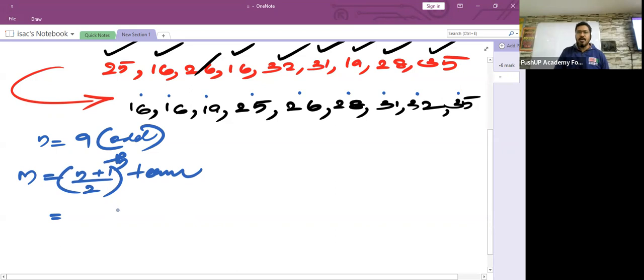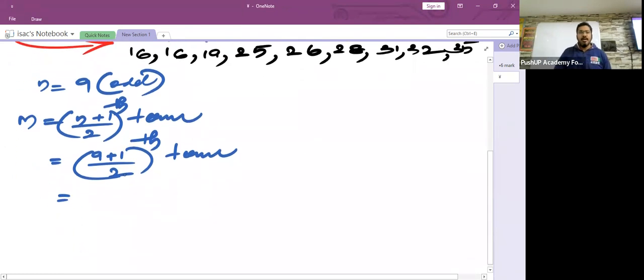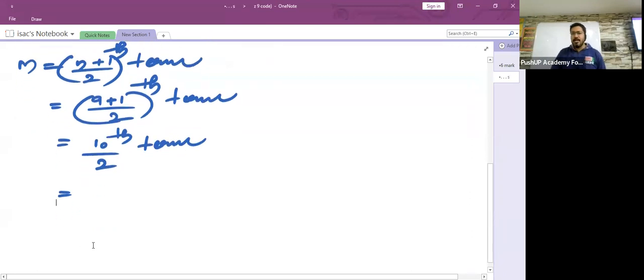(n plus 1) by 2. What is the n value, children? It is 9. So (9 plus 1) whole divided by 2 term. Now what is 9 plus 1? It is 10. Dikshit, are you there? Namrata? Yes, sir. 10 by 2th term. Now what is 10 by 2? It is 5. So it is the 5th term.